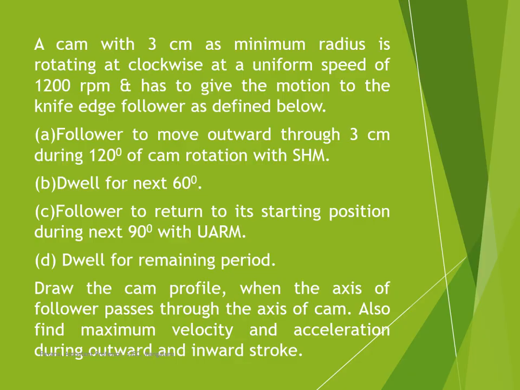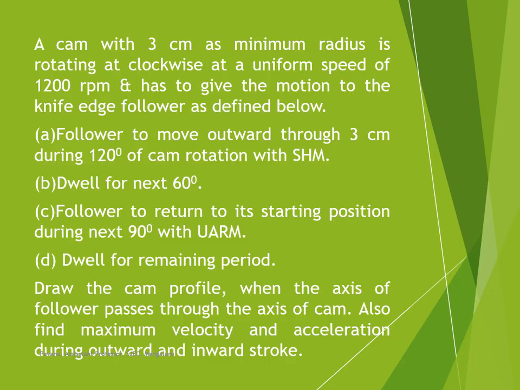A cam with 3 centimeter as the minimum radius. So minimum radius is nothing but the radius given for the base circle. While telling about the terminology, I told about the base circle. It is the circle which defines the size of the cam. So that circle radius is given as 3 centimeter. This will be helpful to draw the profile, that is the second part. We'll see that later. It is rotating clockwise at a uniform speed of 1200 rpm to give motion to the knife edge follower. So whatever data is given initially, all these are required for the second part of the problem.